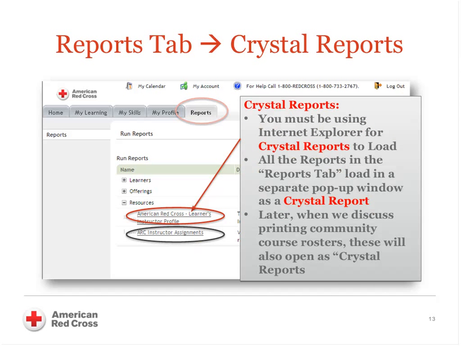Whenever you are printing your own report, if it's from the Reports tab, it'll come up as what is called a Crystal report. And in order to open a Crystal report, you have to be using Internet Explorer. Other browsers will not allow you to open Crystal reports. And again, we're going to discuss how you can convert a Crystal report to a PDF or some sort of printable format.